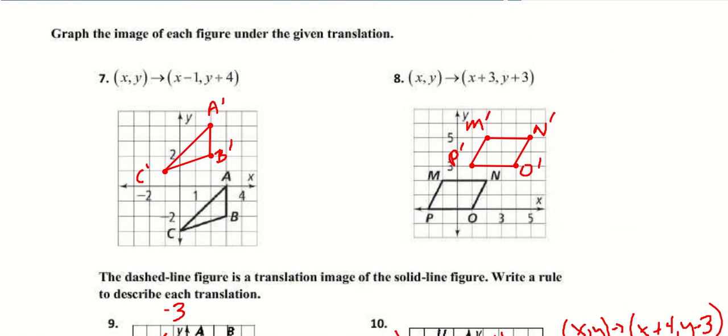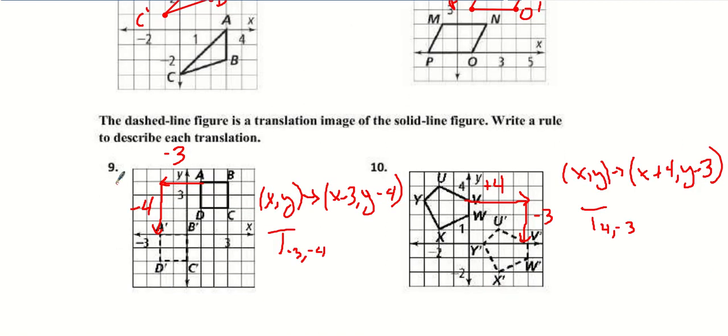And these are the shapes you should have gotten for 7, 8, 9, and 10. So we're shifting everything left 1, up 4. We're shifting everything right 3, up 3. Same thing for number 9.